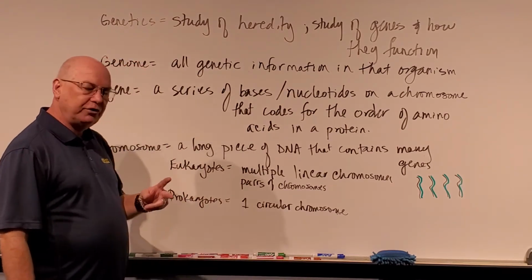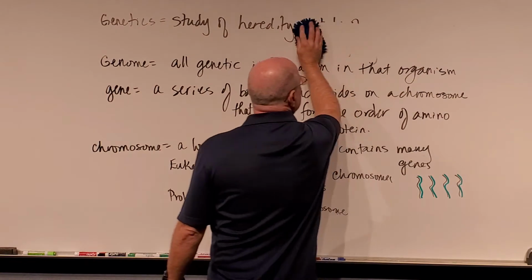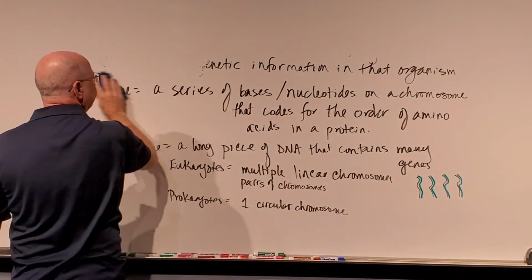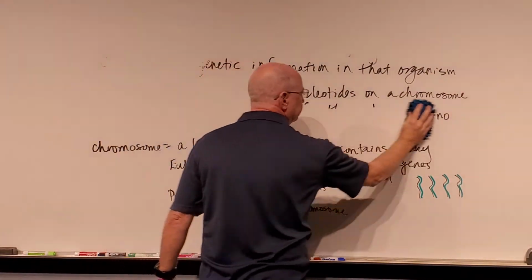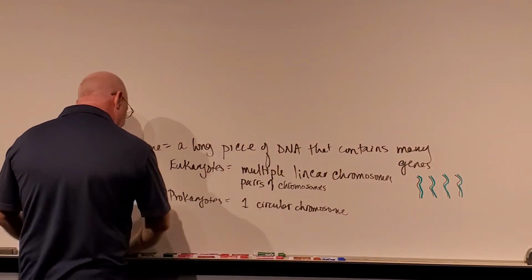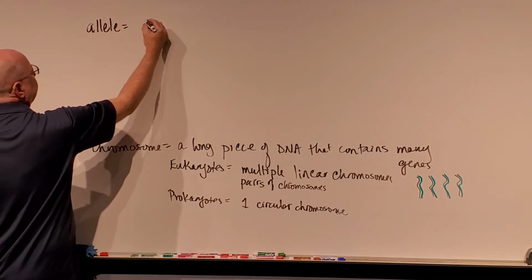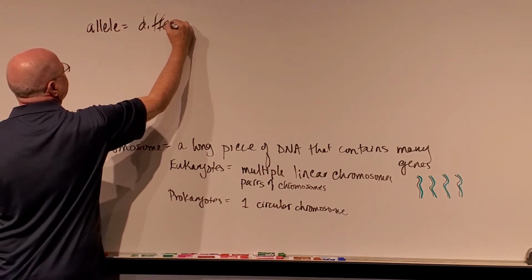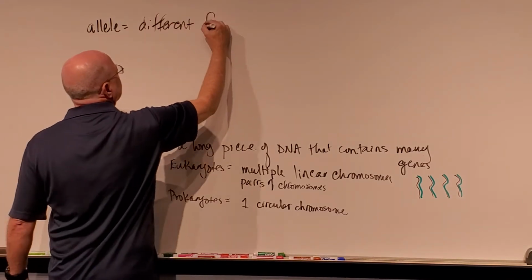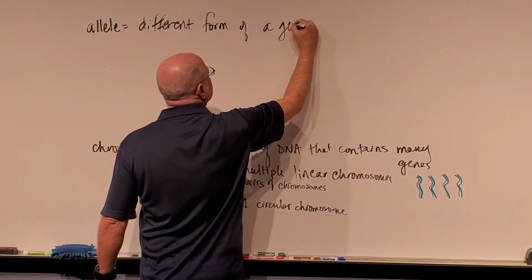And when we have two versions of a gene, we call those alleles. So I'm going to write this term up here and do a few more definitions. When we talk about an allele, we're talking about different forms of the same gene. Allele is a different version or form of a gene.